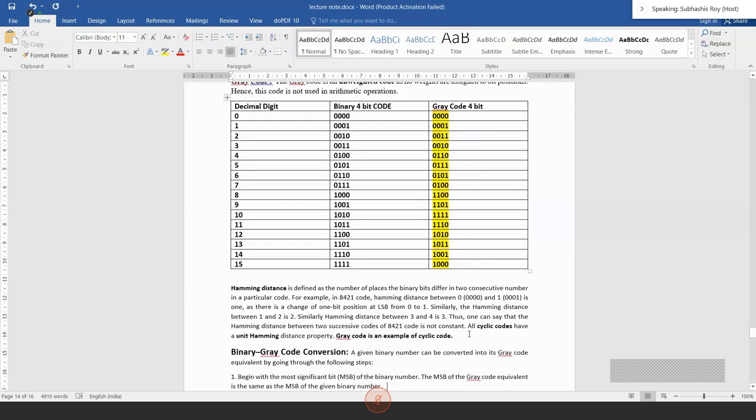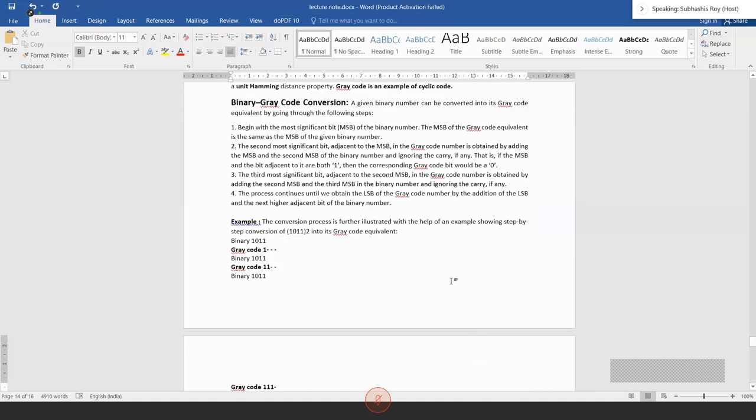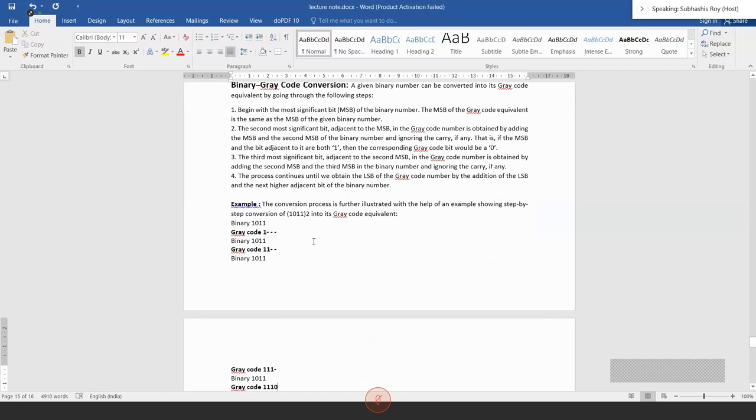So here is the binary to gray code conversion. There is a particular method for it. What is that method? Suppose a binary number 1011 is given, and you need to convert it to gray code. What do you have to do? First, you take the MSB. A 4-bit binary combination gives you a 4-bit gray code combination. So the first bit is your MSB.